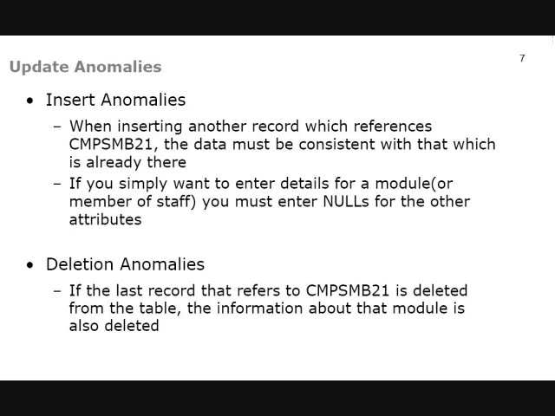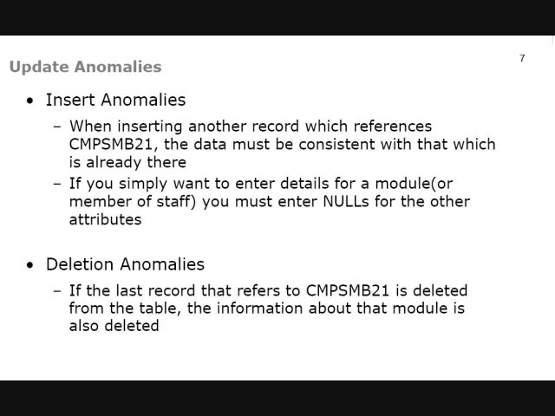Equally, if I want to enter the details of a module, I have to enter the details of a member of staff. If I don't know the staff allocated to that module, I'm going to have to enter nulls. But nulls might be part of the primary key, so I won't be able to enter that. So I have problems when inserting data because I have to make sure that the data I insert is consistent, but also because to insert a given staff member I have to insert the module, and to insert a given module I have to insert the details of the staff. So that is going to be problematic when I insert.